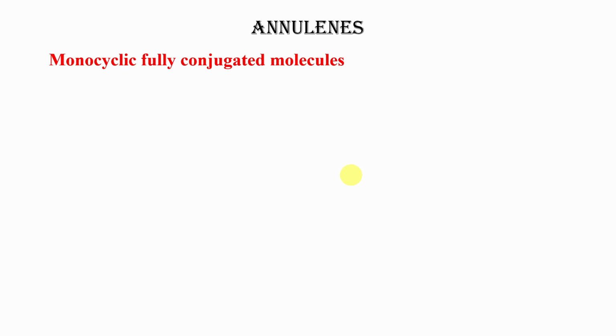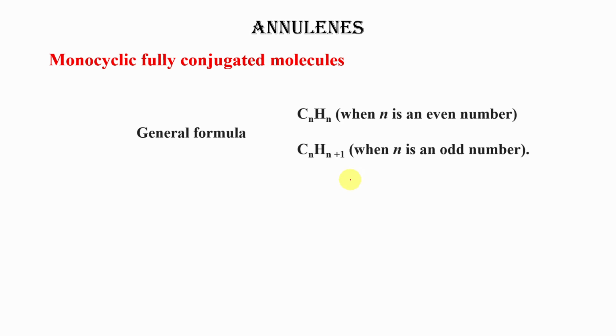You know, annulenes are monocyclic fully conjugated molecules. In this video, I will discuss the aromaticity of different annulenes. Annulenes have the general molecular formula either CnHn or CnHn+1, where n is an even number in the case of CnHn and n is an odd number in the case of molecular formula CnHn+1.